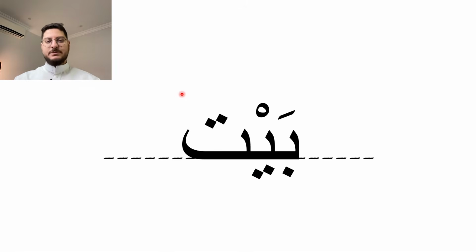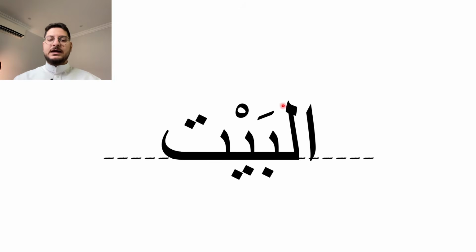All right. For example, let's read this word. We have seen it before. It's Bait. Bait, which means house. Now, if I want to say the house, I will add il at the beginning. So it becomes il bait, the house. And notice that il connects to the word. So it's not a separate word. It's just a prefix for words.